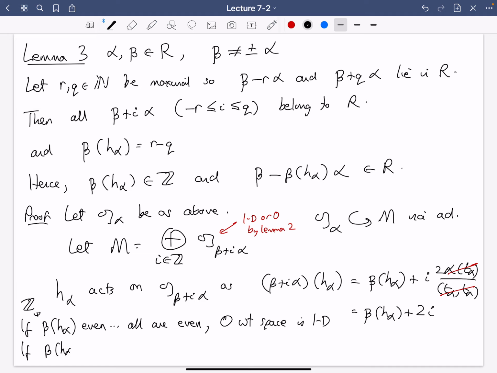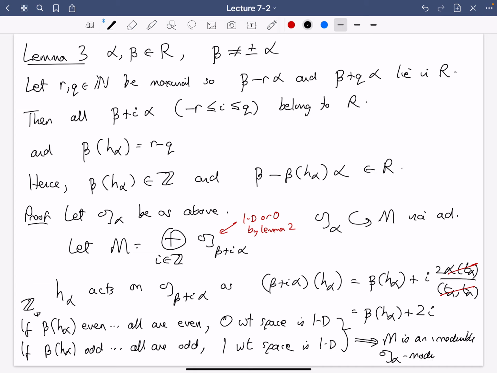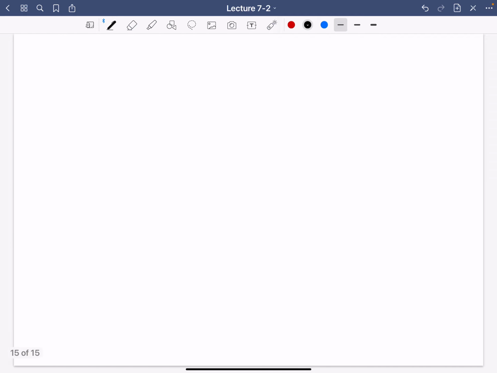Or it could be that beta of H alpha is odd, then all of these numbers are odd, and then there must be a one weight space. But the one weight space must be one of these G's, so it must be one-dimensional. Either way, it implies that actually M is an irreducible G alpha module. And in the first case, all the weights are even, and the 0 weight space is one-dimensional, so there's just room for one irreducible G alpha module. In the second case, everything's odd. Again, there's just room for one SL2 string in here. Okay, so M is irreducible.